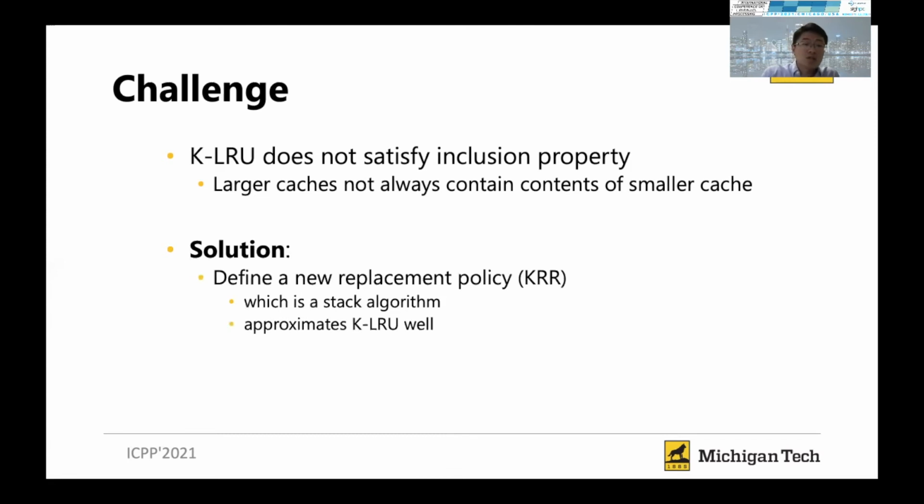To address this, we proposed a new replacement policy called KRR. KRR is actually a stack algorithm, an algorithm that satisfies the inclusion property. Another interesting characteristic of KRR is that it approximates K-LRU well. Because of that, we can use the KRR miss ratio curve to approximate K-LRU's miss ratio curve.